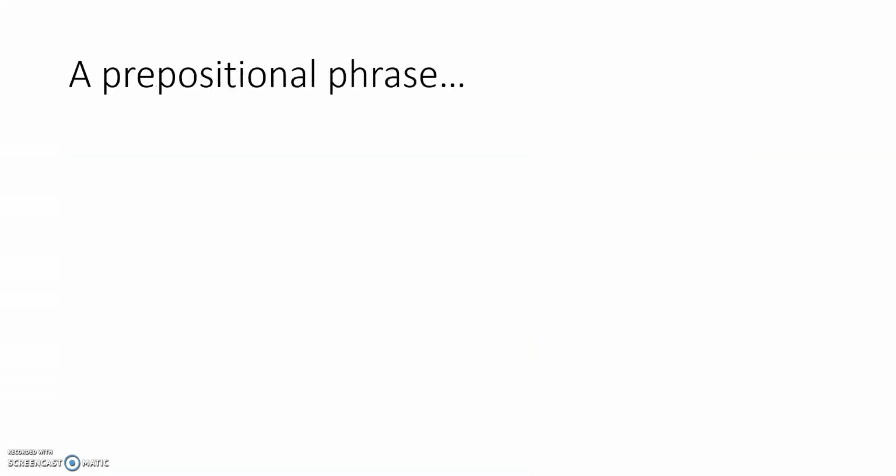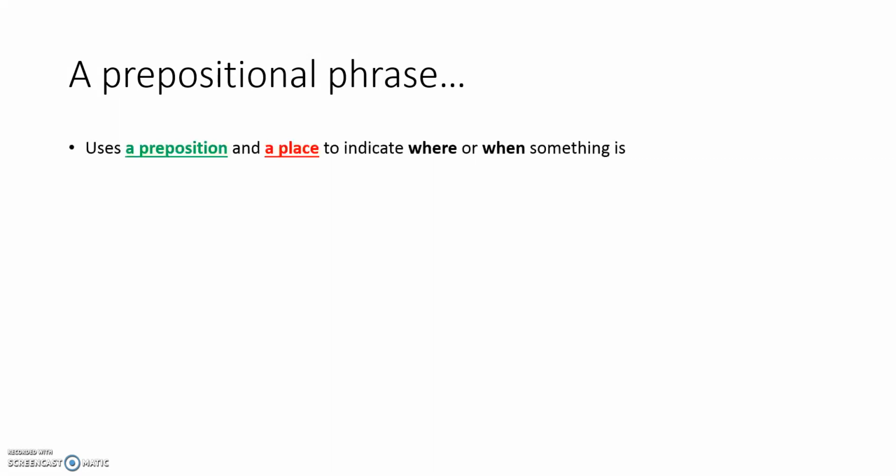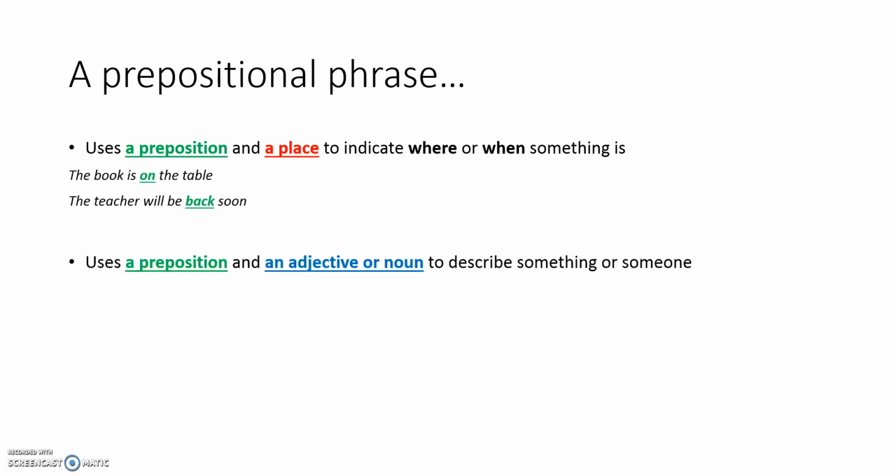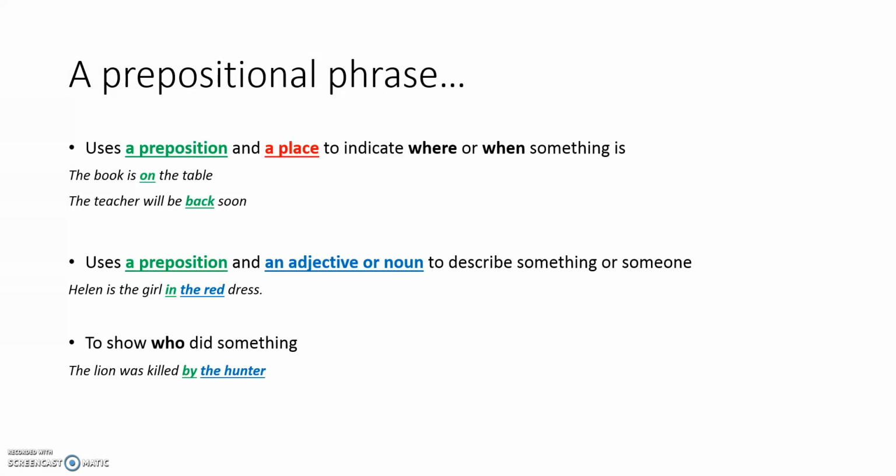A prepositional phrase's function is to reveal where or when something is located. A prepositional phrase may also, if it's placed after an adjective or noun, describe something or someone. In this case, Helen is the girl in the red dress. It can also show who has done something, like the lion was killed by the hunter.